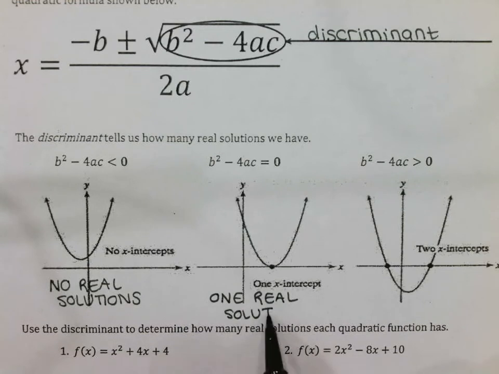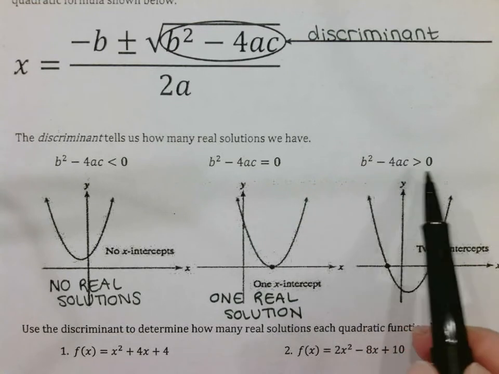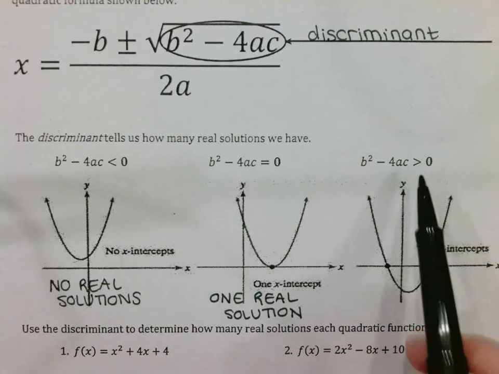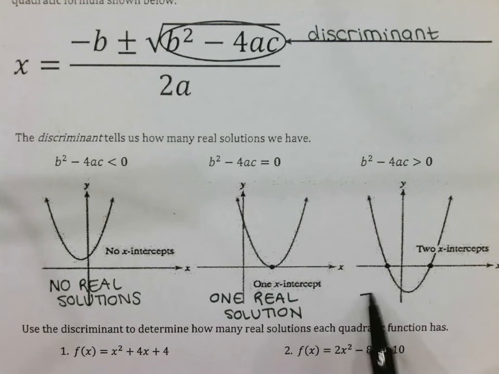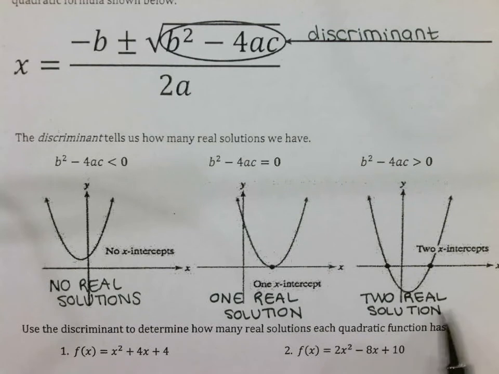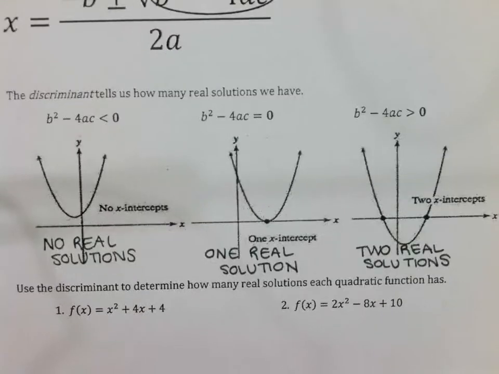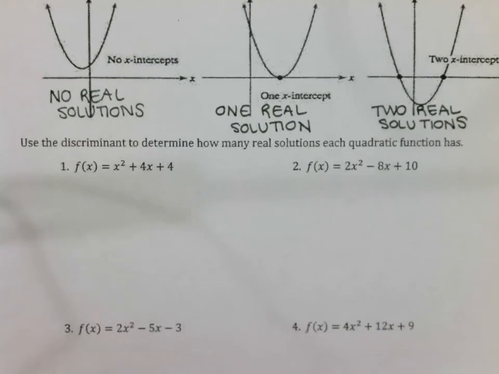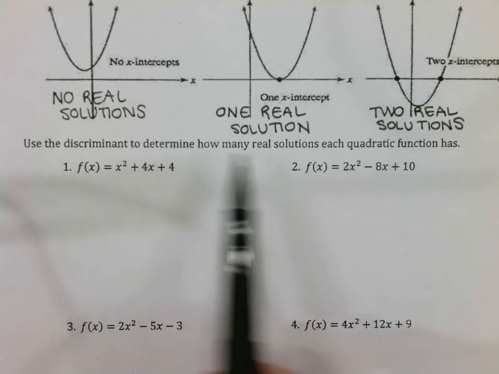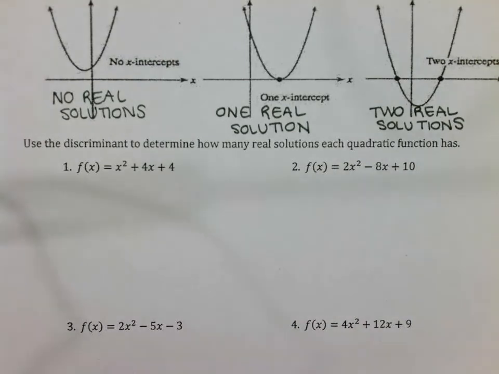One real solution. And then finally, if our discriminant is greater than 0, a positive number, our graph could look something like this, where we have two x-intercepts. And so that means two real solutions. So it's helpful to know how many solutions we're looking for when we actually start to solve for x. So down here, we're going to practice solving for the discriminant. And we're going to use that discriminant to determine how many real solutions each quadratic function has.